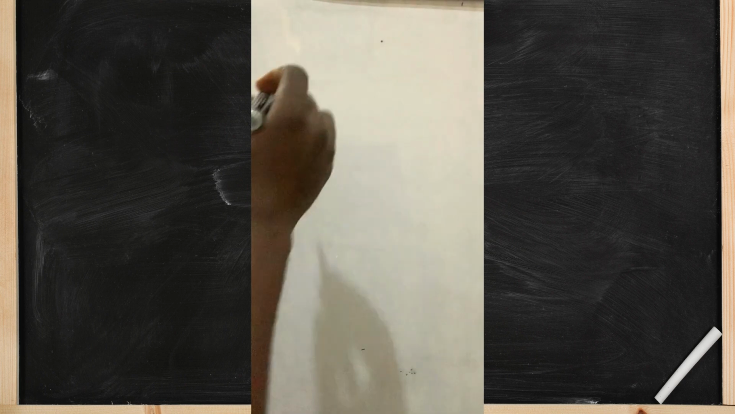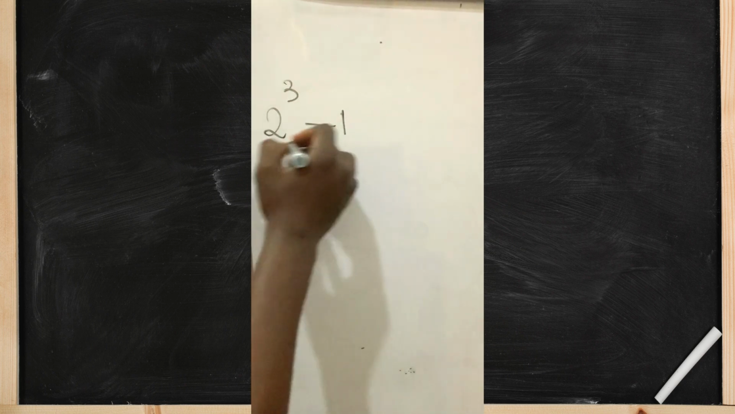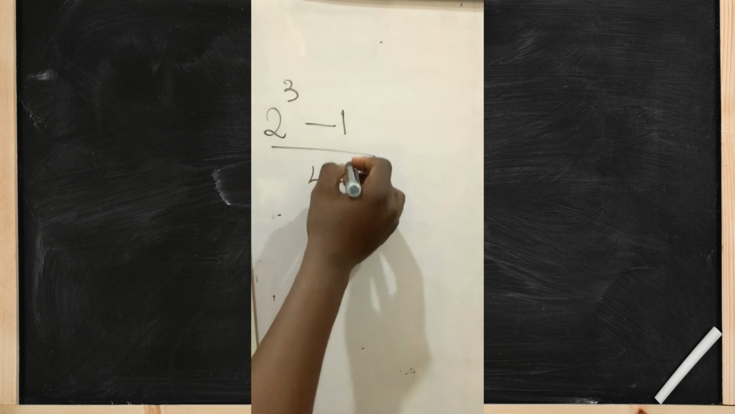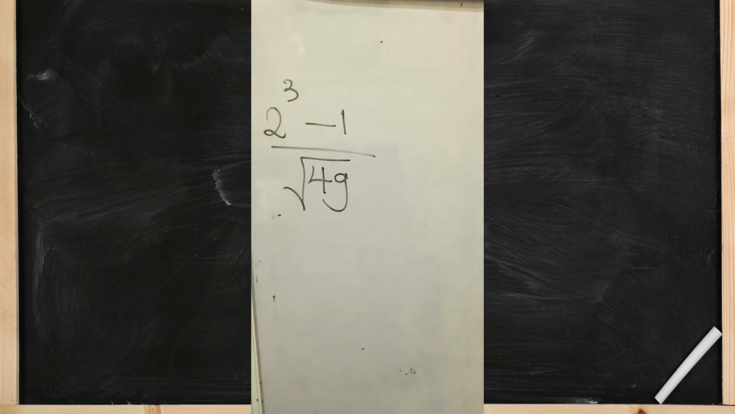So now the question for our next class, ahead of the next class, is what I'm going to be writing below. And the question goes thus: 2 raised to the power 3 minus 1 divided by 4g squared. And that's it. So we have to simplify this, we have to solve for this, and that's all.